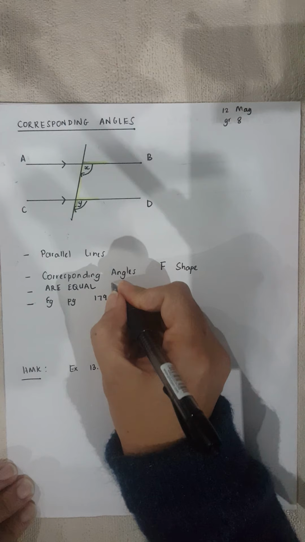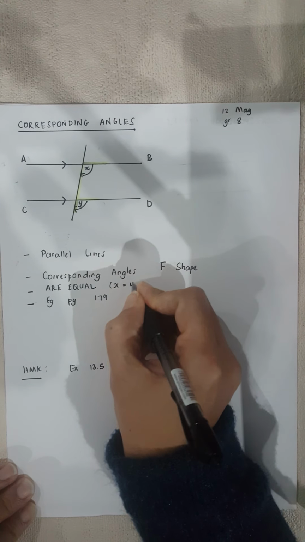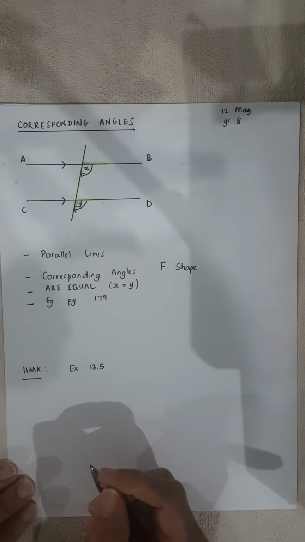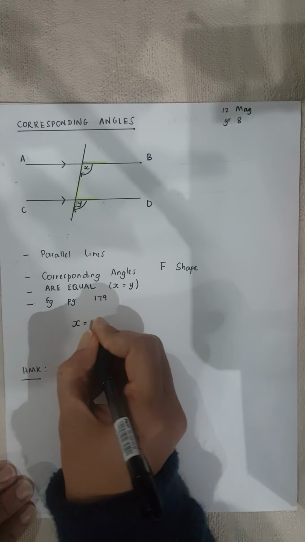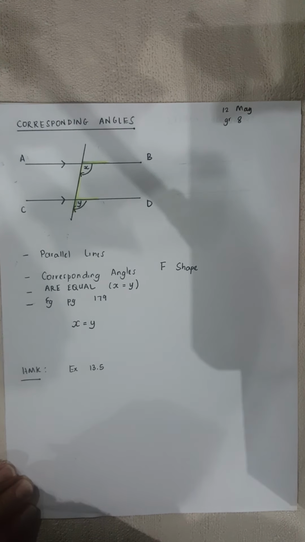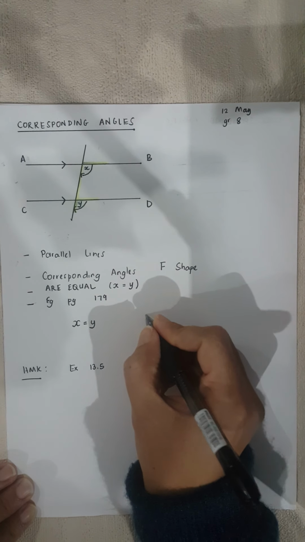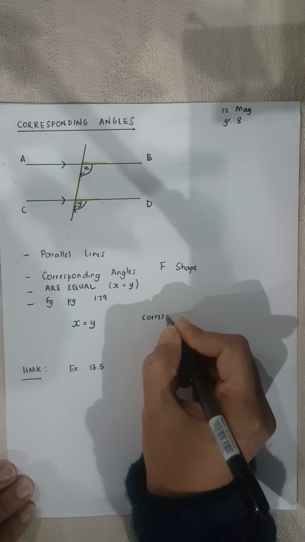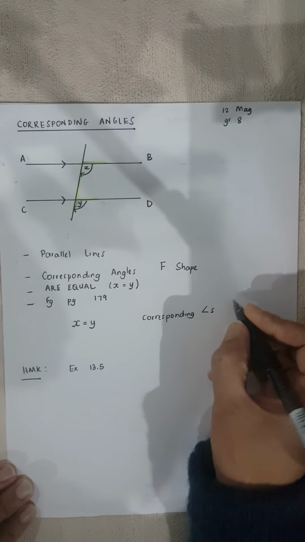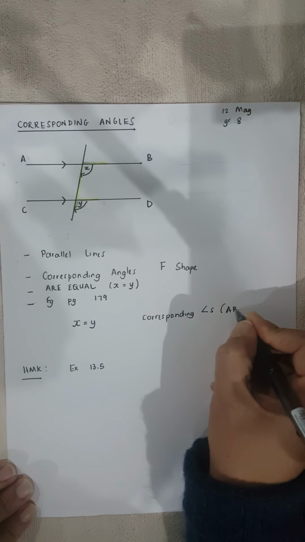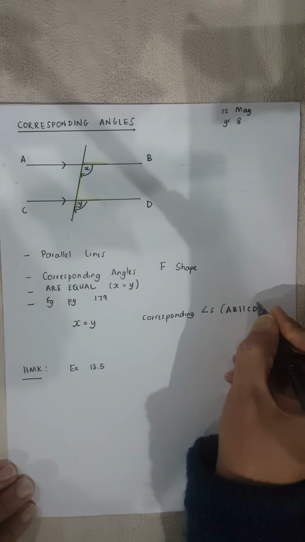So if I'm saying X is equal to Y, and I have to write it as a geometry statement, I'm going to say X equals Y. That's going to be my statement. And my reason is going to be corresponding angles. And I have to say AB is parallel to CD.